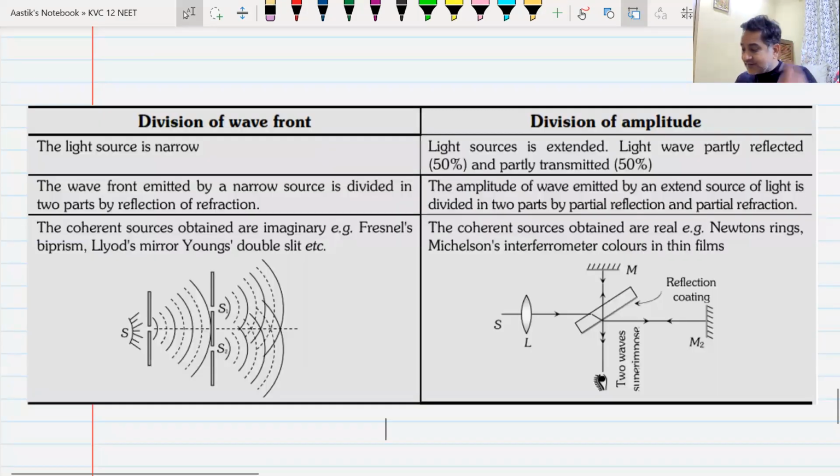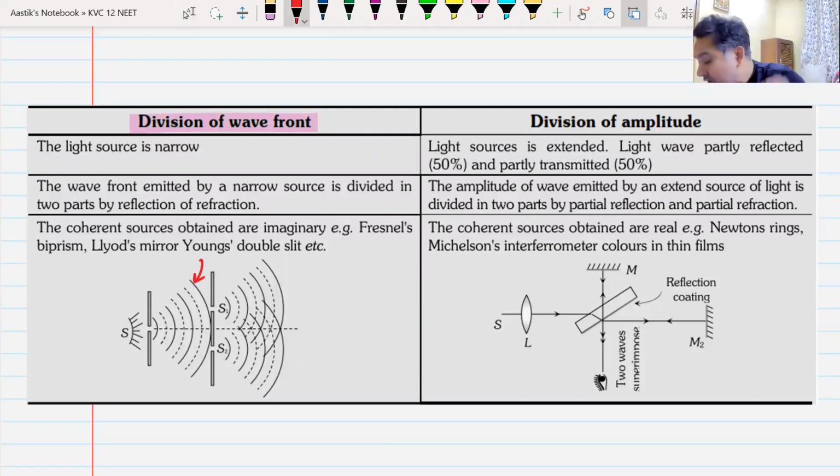Now, coherent sources can be formed in two different ways. The first way is known as division of wavefront. You remember wavefront? Wavefront was that thing that was emitted and it was moving ahead, and the wavelets and all those particles in the same phase. Do you remember that wavefront? All these are wavefronts. Do you see this wavefront? So the first method is by division of wavefront, and the second method is known as division of amplitude.